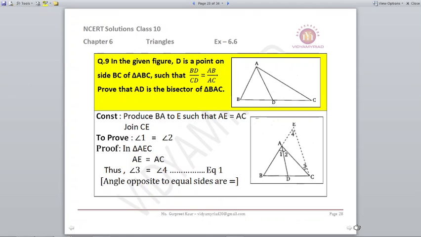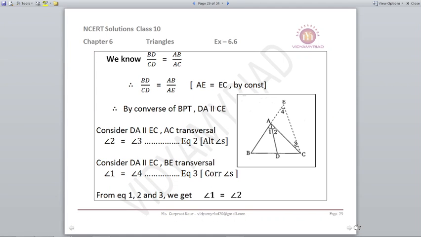Now here, if we take triangle AEC, we have made a construction in such a manner that AE is equal to AC. So if AE is equal to AC, it means angle 3 will be equal to angle 4, because we know angles opposite to equal sides are equal. And we also know that BD upon CD is equal to AB upon AC. That means BD upon CD will be equal to AB upon AE, just as we have done by construction.